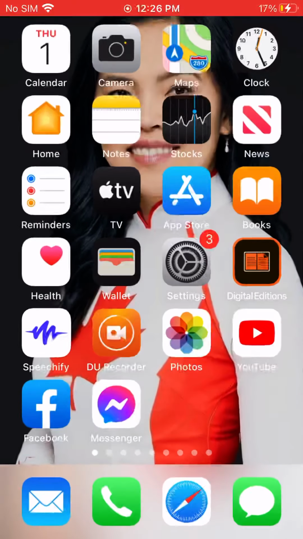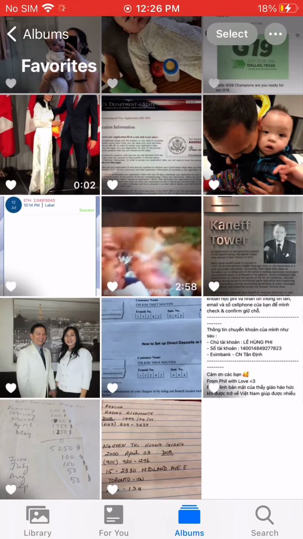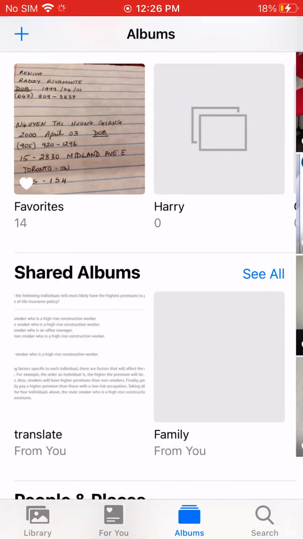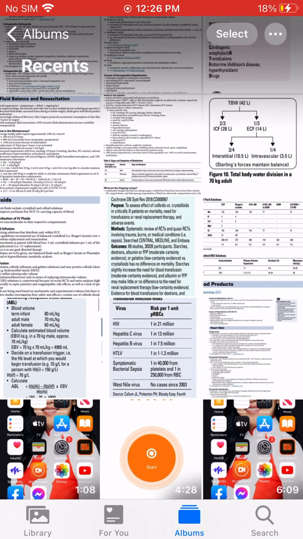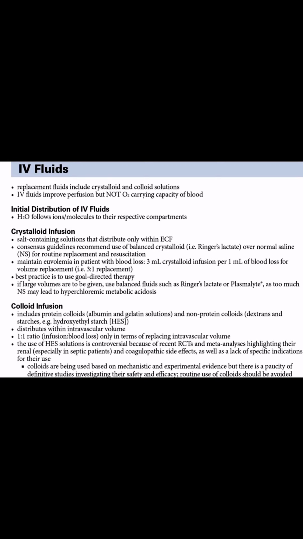Oximetry. IV fluids. Replacement fluids include crystalloid and colloid solutions. IV fluids improve perfusion but not the oxygen carrying capacity of blood. Initial distribution of IV fluids: water follows ion molecules to their respective compartments. Crystalloid infusion: salt-containing solutions that distribute only within the ECF.